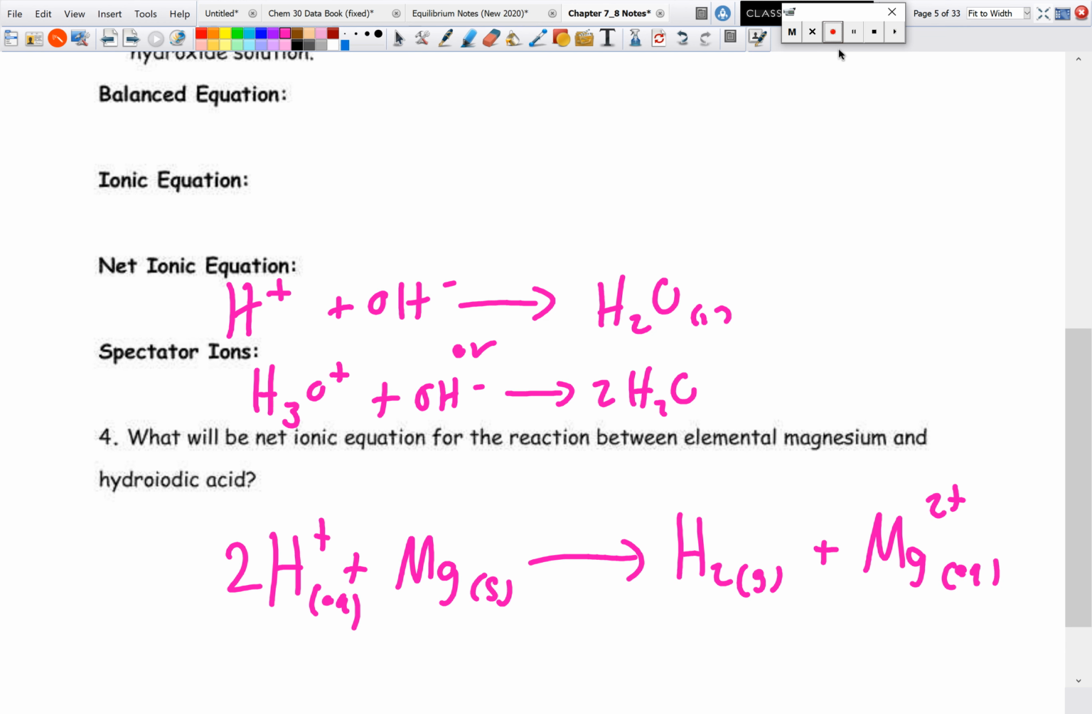And the net ionic equations should look something like this. So for the acid-base neutralization, it depends on if you use Arrhenius or the modified Arrhenius theory to get the ionization for the acid. If you just use H+, that's fine. You get H+ plus OH- produces water. Or H3O+ and OH- produces 2 water. You get the exact same thing. And then of course, for the other one, the elemental magnesium and hydroiodic acid will look something like that.